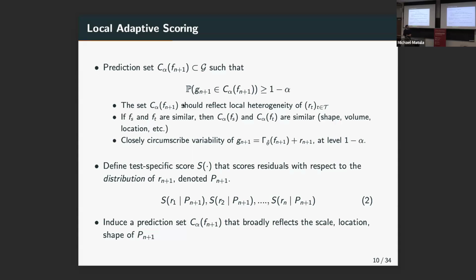The way we're going to go about this is we're going to define a test-specific score function that is going to score the residuals with an approximation to the distribution of the Rn plus 1 residual. And we're going to note this quantity as Pn plus 1. And so the way we're going to end up trying to localize is a little bit different than previous localization methods, which define a fixed scoring rule and then take a weighted quantile of the scores. We're going to perform localization directly in the scoring rule, and then we can just take a normal quantile of the scores. And so the hope here then is if we can have such a scoring function, then based on a cutoff of this value, we will be able to induce a prediction set that should hopefully broadly reflect the scale, location, and shape of that unknown residual.